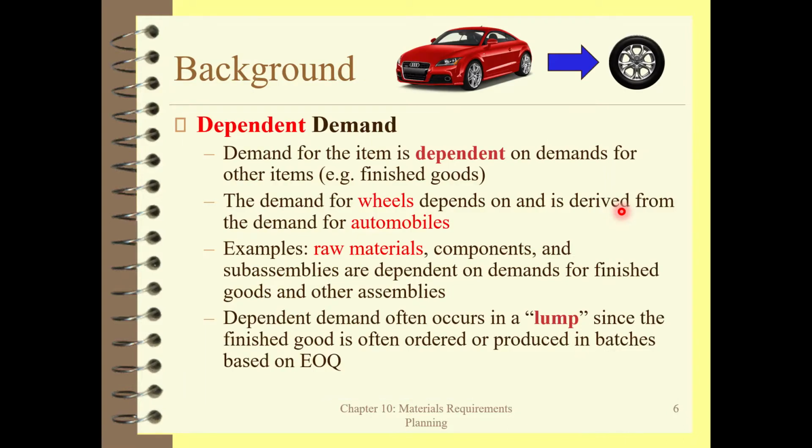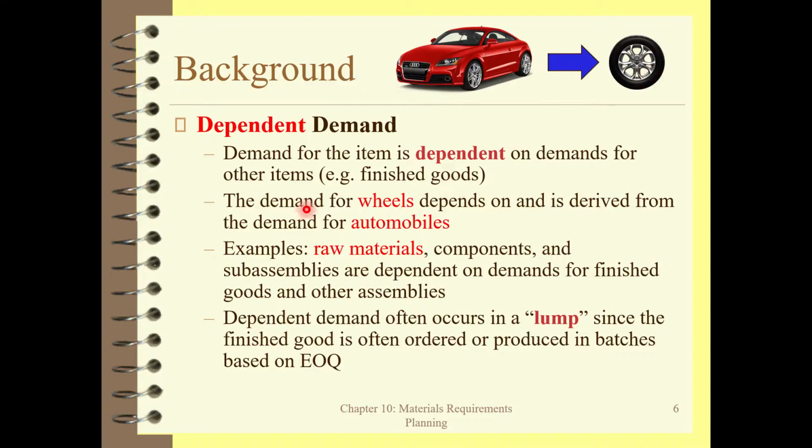The demand pattern that we are going to focus on today is dependent demand, which is demand for an item that depends on the demand for other items. Normally it's a finished good. If we are talking about the automobile, as we discussed earlier, this is independent demand. But if we consider the demand for the wheel, the demand for the wheel depends on the demand for the car, right? So this is dependent demand.